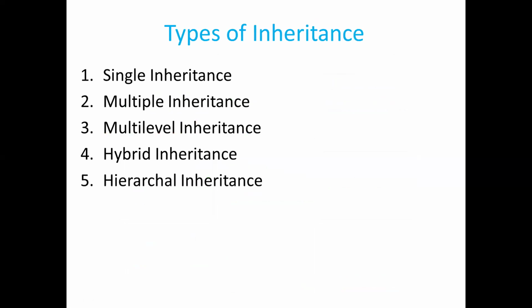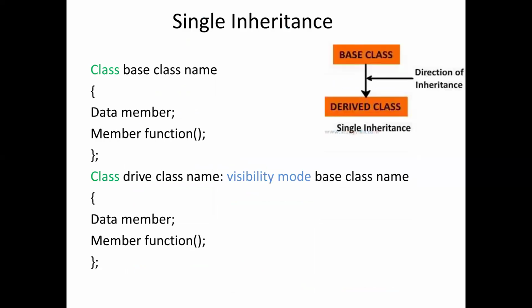If we talk about the different types of inheritance, there are five types: single inheritance, multiple inheritance, multi-level inheritance, hybrid inheritance, and hierarchical inheritance. We will discuss them one by one. First, we will discuss what single inheritance is. In single inheritance, we have only one existing class called the base class, and from that base class, we can build a new class called the derived class or child class, as we have seen in this figure. From the base class, we have built another class called the derived class. This is called single inheritance.